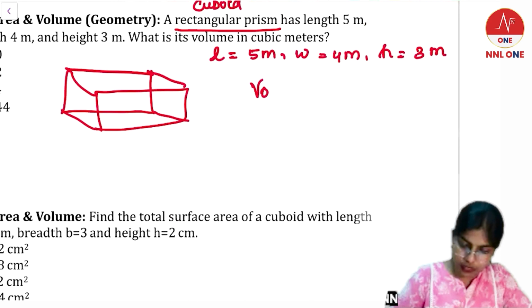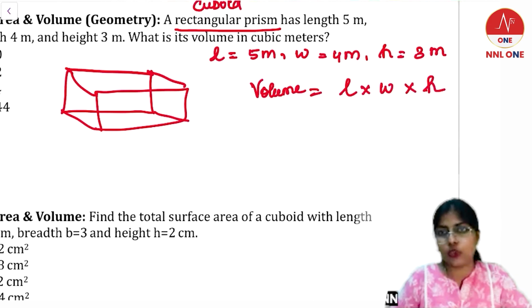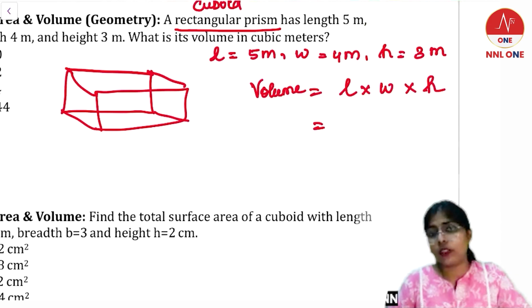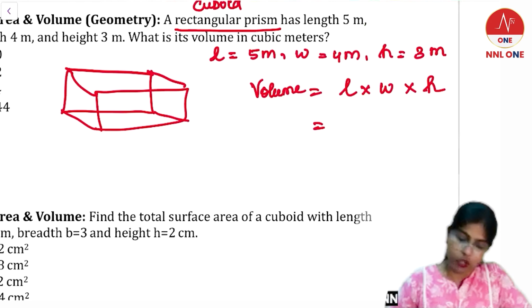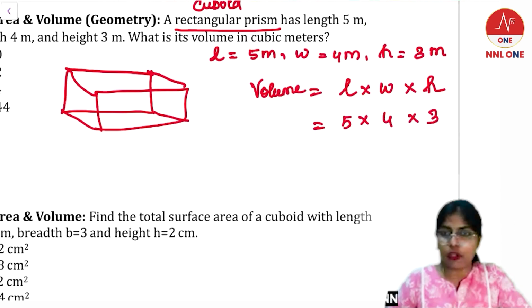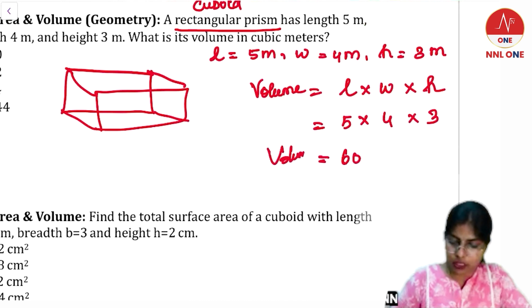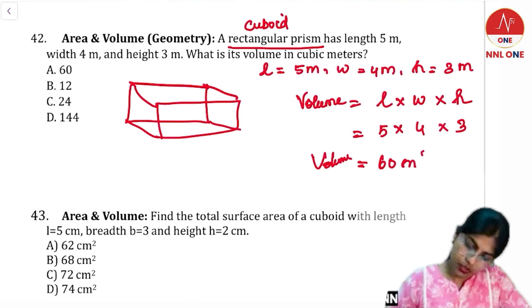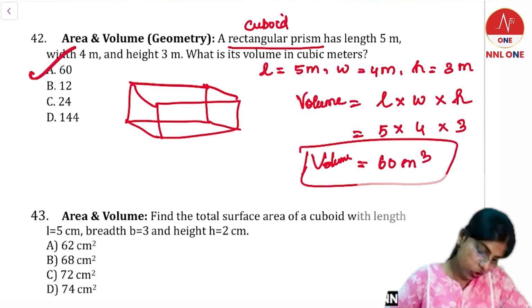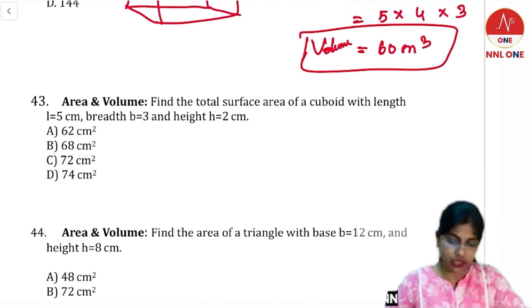So they are asking us to find out the volume. What is the formula for volume? It is L into W into H, that is length into width into height. So we are going to simply apply the values in the formula. 5 into 4 into 3. What is 5 into 4? It is 20. 20 into 3, it is 60. Volume should always be in cube. So meter cube. 60. Option A.